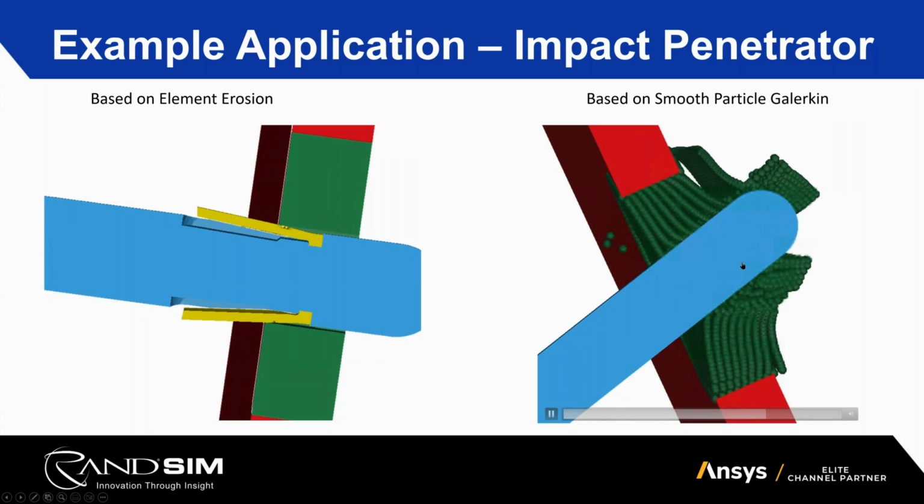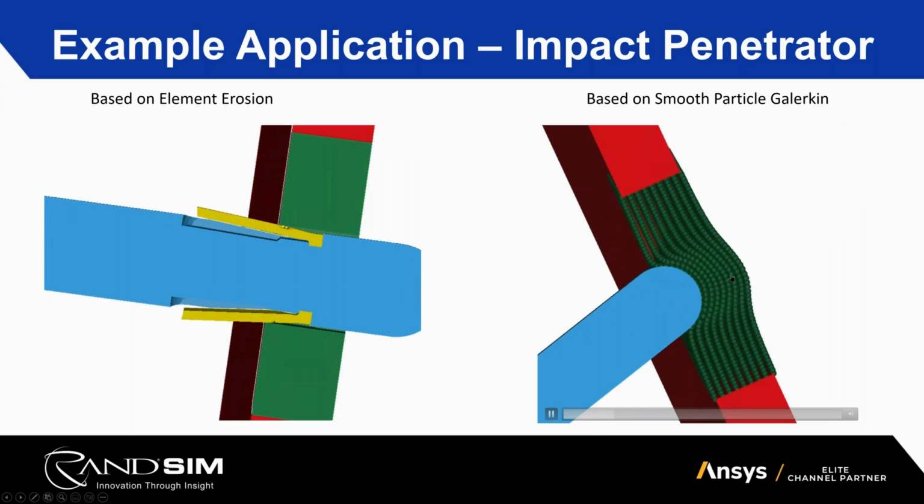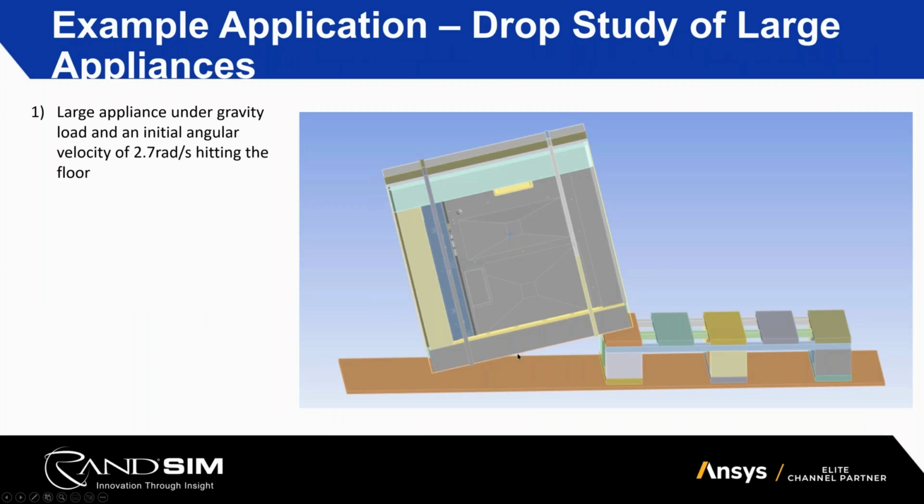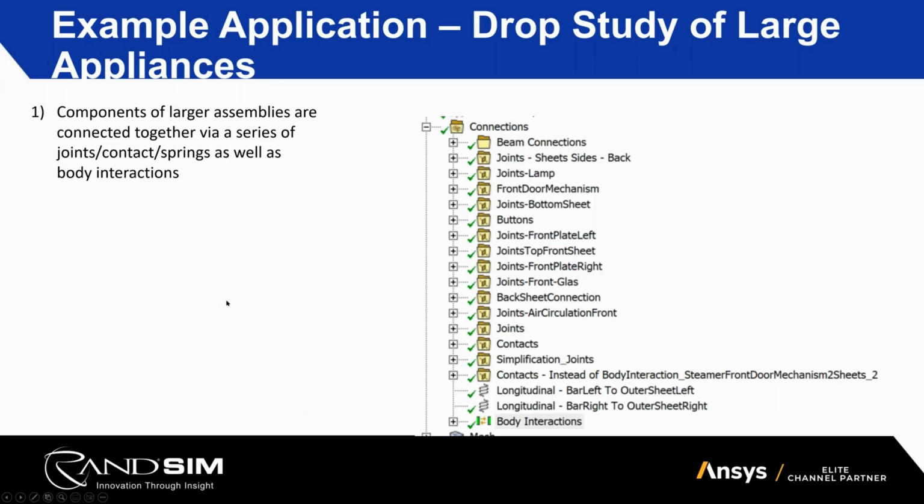But the basic modeling approach is essentially as I've demonstrated. Okay, a couple more, right? So this is a drop of a large electronic appliance. I'm going to go through these real quick. This is a 2.7 radian per second angle drop against the floor, basically.